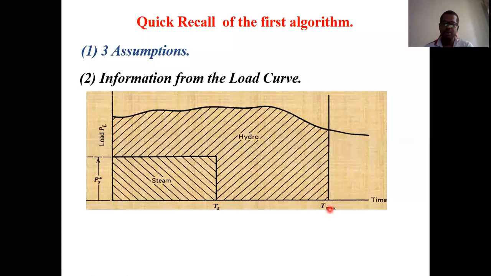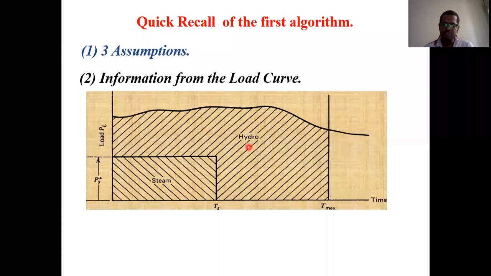Out of the total time, one more time period is there, that is from 0 to Ts. Now we need to understand how many power plants are there here. Two types of power plants are there: a hydro power plant and a steam or thermal power plant. We need to understand how these power plants combinedly meet the load.